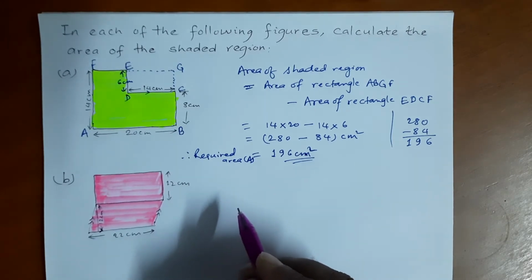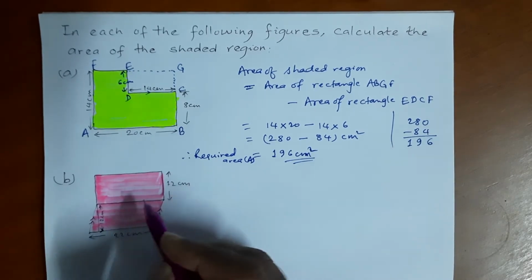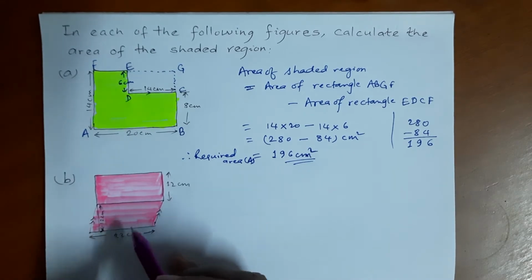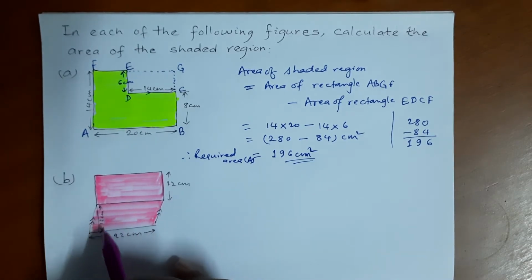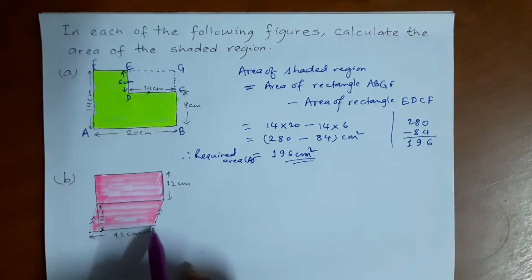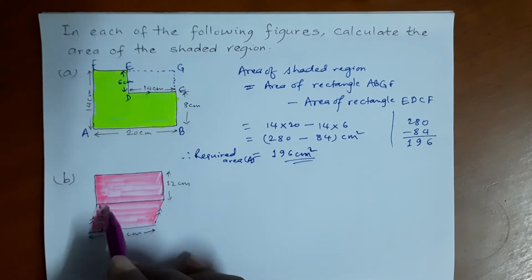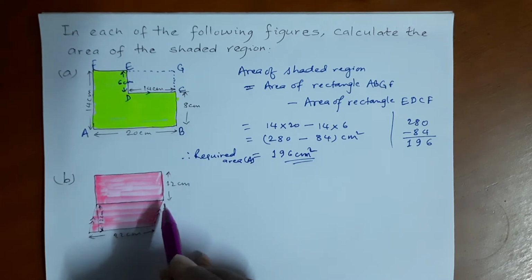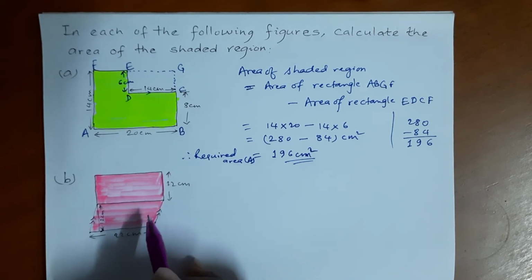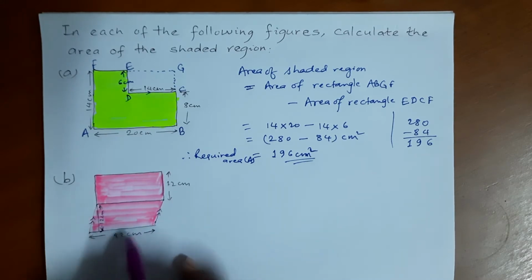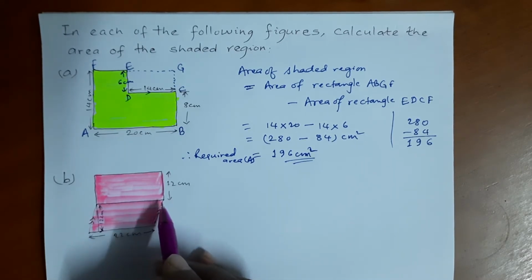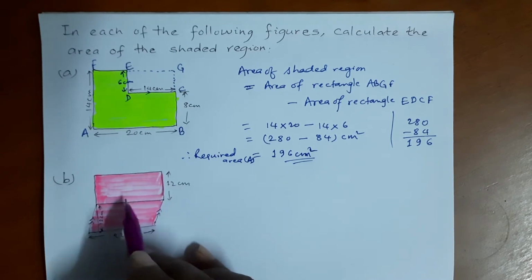In this we have one rectangle and one parallelogram, and in this parallelogram the height is given as 12, and its base is 22. Its area we can find by using the formula base times height. But in this, the base is not given. This is a parallelogram, and we know that opposite sides of a parallelogram are equal, so its base will also be 22 centimeter, and base times height gives its area.